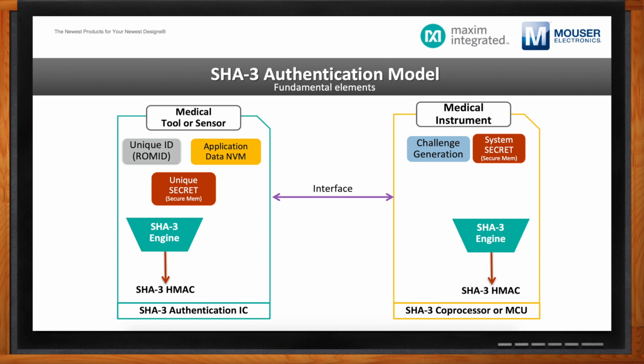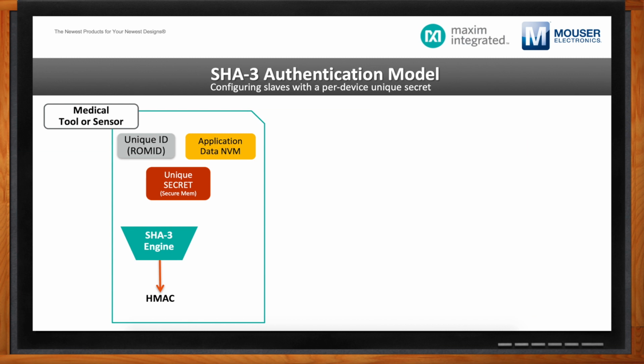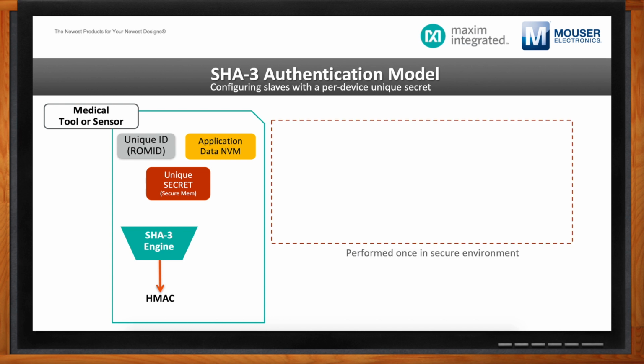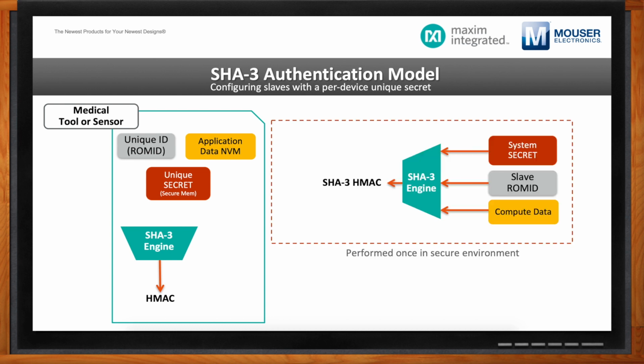Again, as I said, we're going to have a unique value over there. And so the way that we're going to get that unique value computed and put into our part is fairly straightforward. We're going to do this one time in a secure environment. It could be at the customer's location. Maybe the customer in turn contracts this out to someone else. Maxim can also do this. But again, in a secure environment, what we're going to do is take this system secret that we talked about previously. We're going to get this unique serial number or this ROM ID out of this authenticator device that's in the tool.